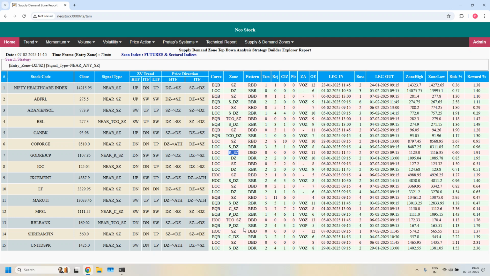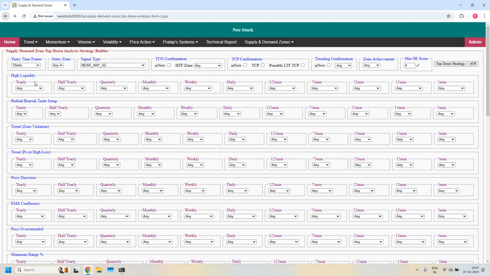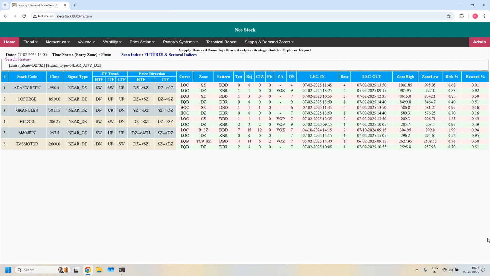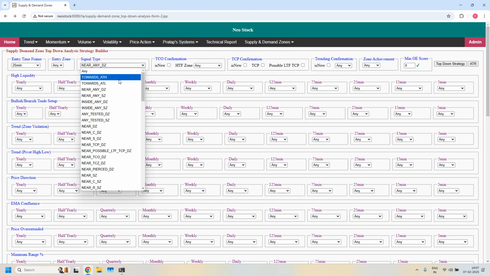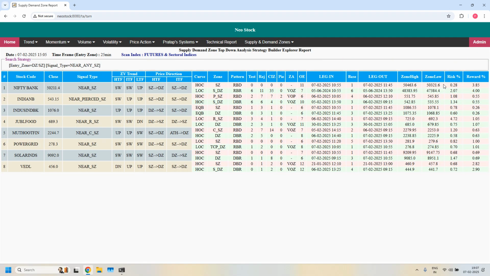Okay, this is about 75 minutes time frame. Next time frame is 25 minutes. Stocks near 25 minutes demand zone, we got 6 stocks. Next, for 25 minutes time frame, stocks near 25 minutes supply zone. We got 8 stocks.